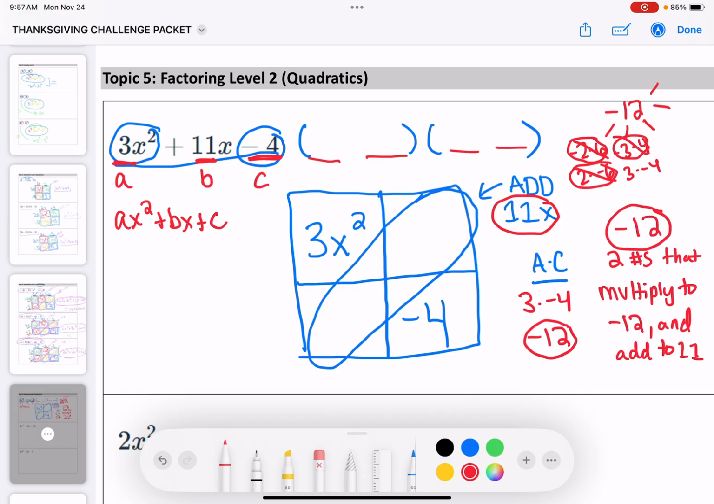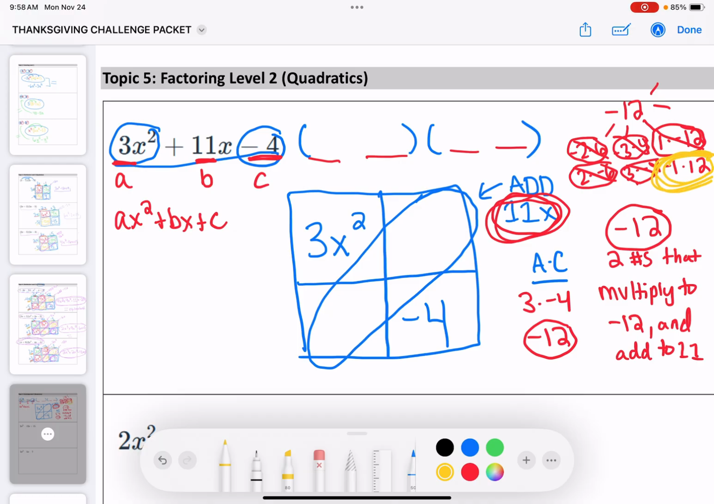And then 3 times negative 4. 3 plus negative 4 is negative 1. So also not 11. Remember, I'm looking for 11 because it's my b term. I'm thinking. The last factors I can think of are 1 times negative 12 and negative 1 times positive 12. Well, negative 12 plus 1 is negative 11, which is close but not right. And 12 minus 1 is 11. So ding, ding, ding. These are our numbers.